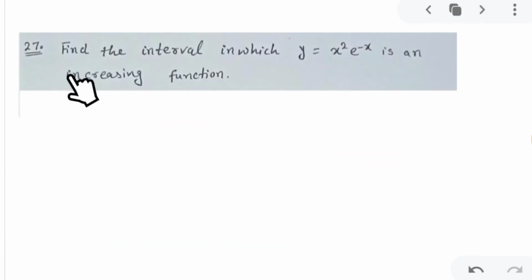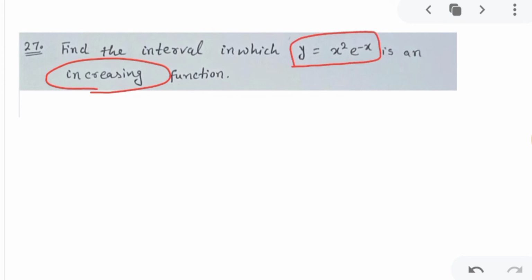Next question is, find the interval in which y is equal to x square e to the power minus x is an increasing function. So same concept, just the function got changed here. Here f x means y. You can write y also. Correct? So y is a function of x square e to the power minus x, and we have to check for increasing or decreasing.